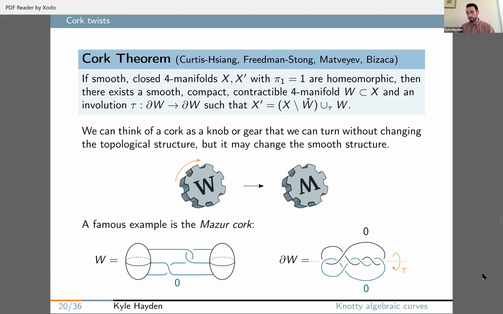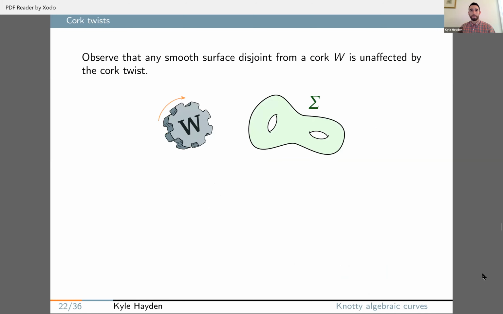And this effort to find exotically knotted surfaces in the 4-ball that I've been talking about is the zeroth step in trying to understand a version of cork twists for surfaces. And so how does that work? One way to cartoonishly describe it is to first note that if you have a smooth surface disjoint from some cork, then when you twist the cork, the surface lives on, but the ambient 4-manifold might change.